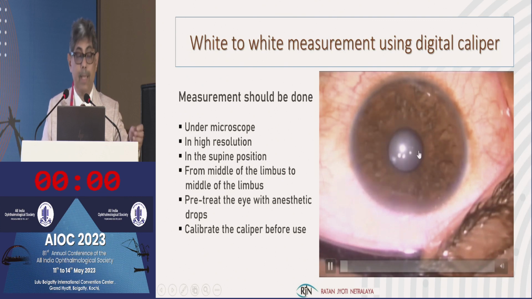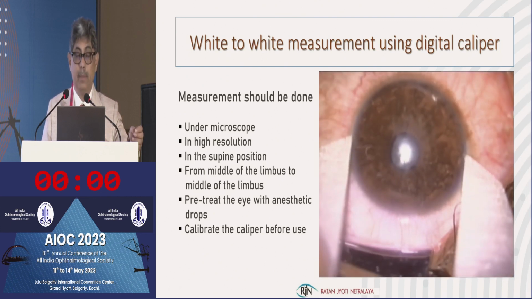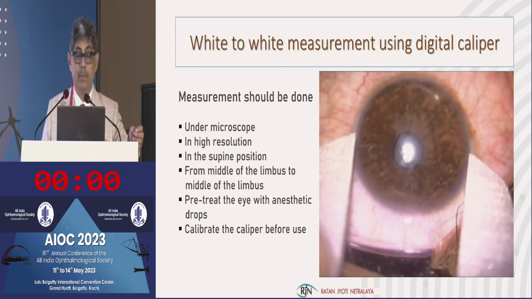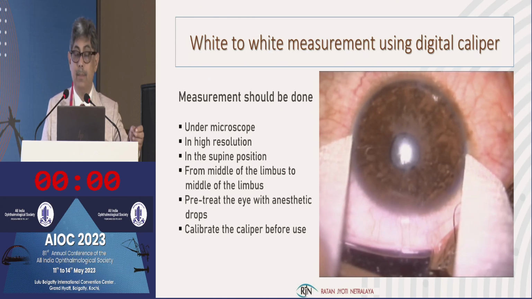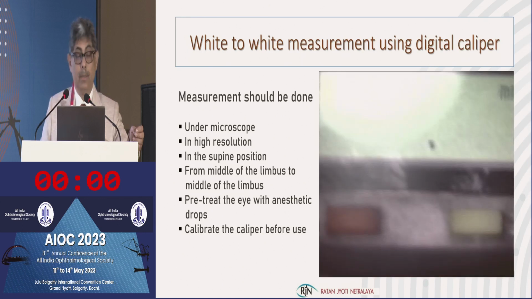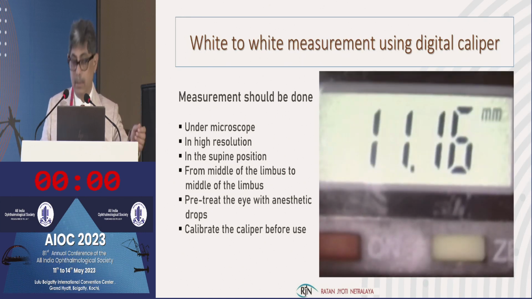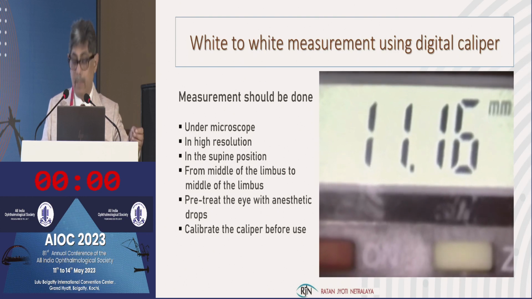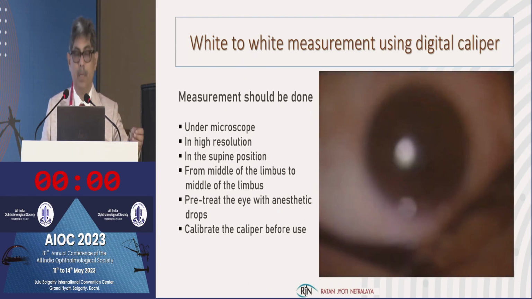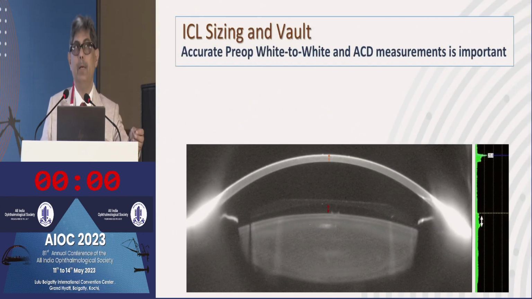The patient should be in a lying position under the microscope, in high resolution, from the middle of the limbus to the middle of the limbus on either side. This is how it is checked. And pre-treat the eyes with anesthetic drops. We should calibrate the caliper before use. And sometimes, when the arcus is thin or thick, or in juvenile arcus, or in an allergic patient, you find it difficult. But we have to measure it, otherwise the vault will not be as good.